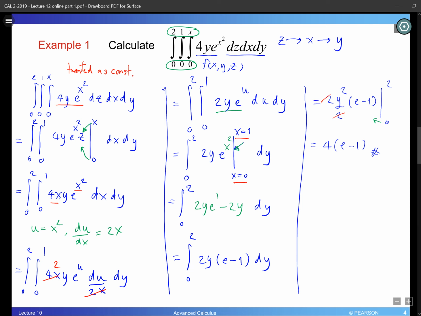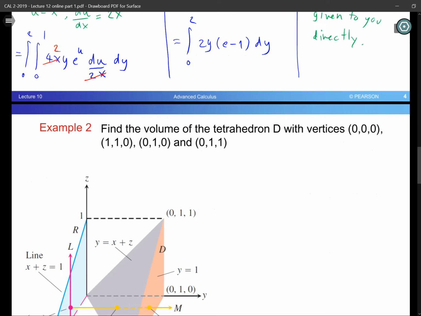Alright. So this example, the easiest one, is easy because the boundaries are given to you right away, directly. Now let's take a look at example 2, a little bit more challenging for you.